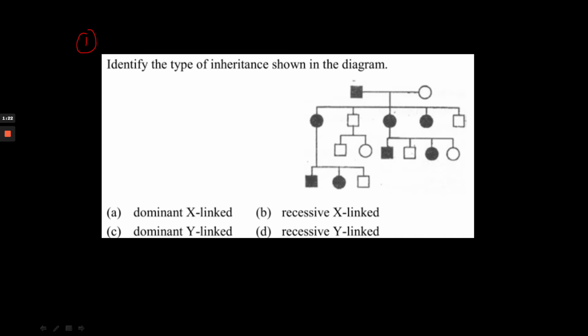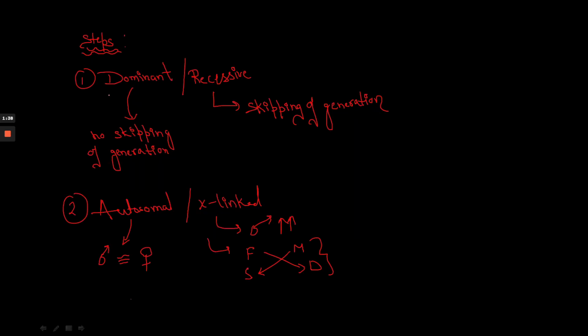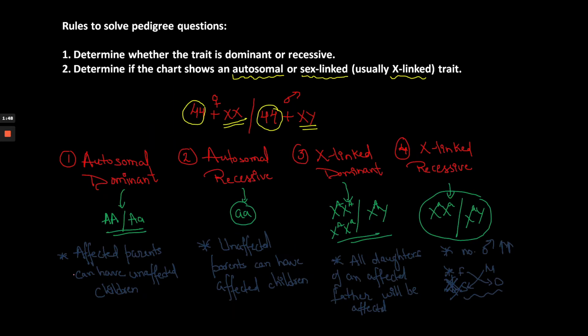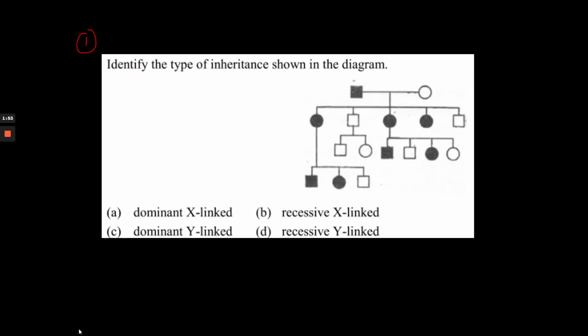It is asking to identify the type of inheritance that is shown in this pedigree. So here is a pedigree in front of you, and you need to identify the type of inheritance shown in the diagram. As you remember, the steps were that first you need to look for whether the pedigree is dominant or recessive, and then we will see whether it is autosomal or X-linked. Also we will use all the tricks that we learned in our previous video, right? So the very first one is asking to identify the inheritance pattern in this pedigree.